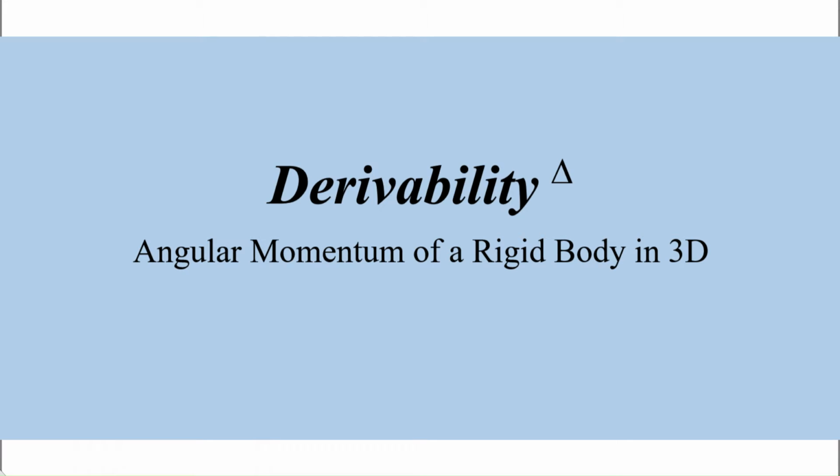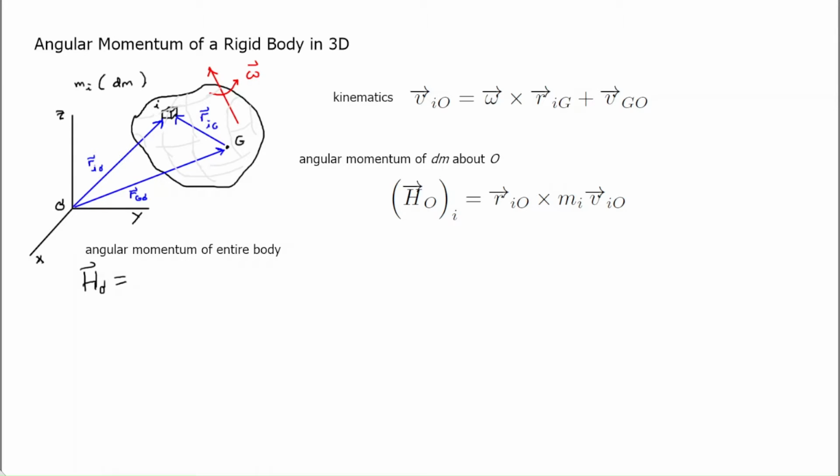Welcome back to Derivability. Today we're going to take a look at 3D rigid body motion by taking a look at the angular momentum of a rigid body in 3 dimensions. Okay, the diagram style you may recognize from if you've seen some of my other videos. This is the first one I think I've done for 3-dimensional rigid body motion.